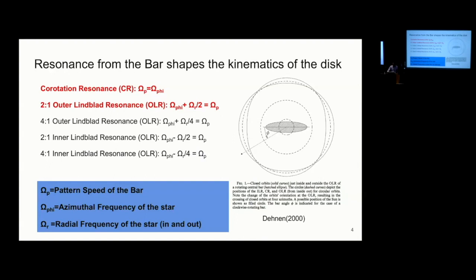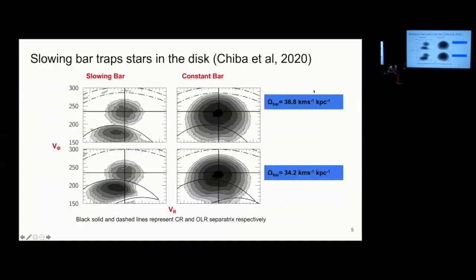Here I have one image on the right-hand side from the Dehnen 2000 paper. They show closed orbits just inside and outside of the outer Lindblad resonance of a rotating bar. Here the dashed circles depict the positions of the inner Lindblad resonance towards the center, the co-rotation resonance, and the outer Lindblad resonance. We can see that there is a change of orbit orientation at the outer Lindblad resonance, which results in crossing of closed orbits.